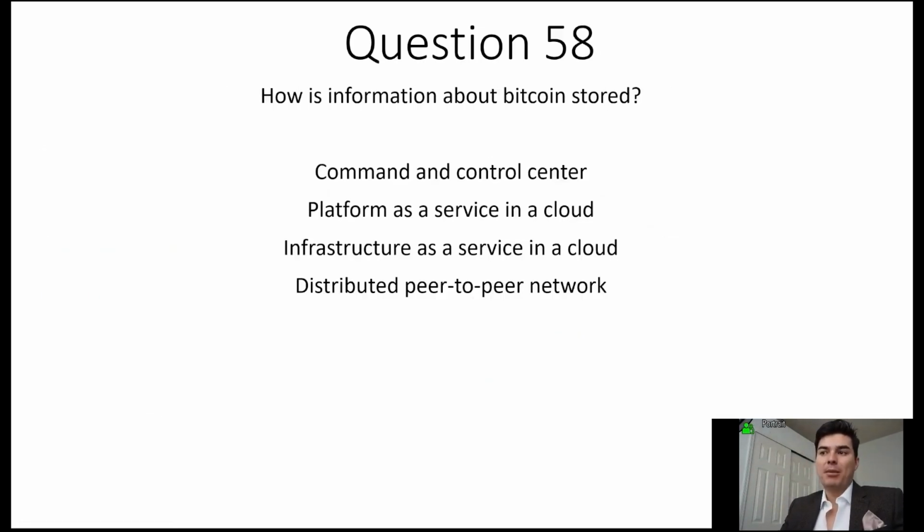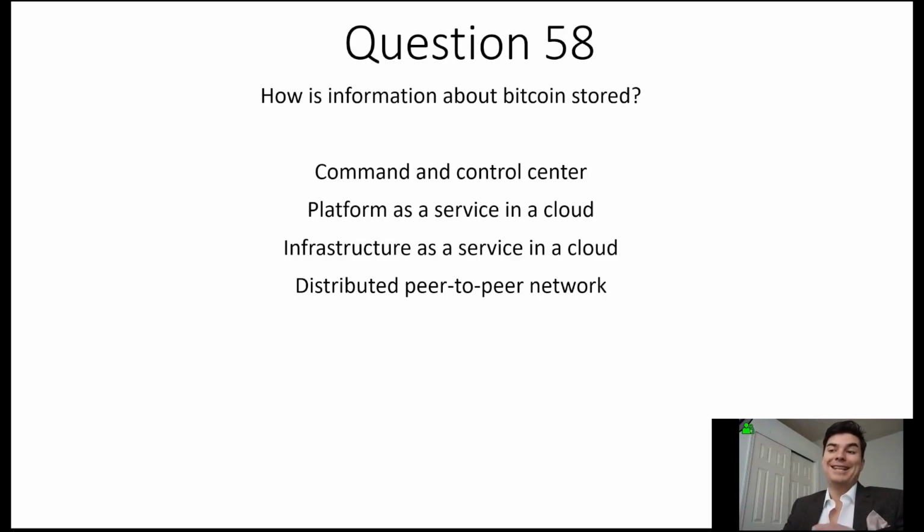Question 58, how is information about Bitcoin stored? First, I want to take a look at all the options on here. A command and control center is a centralized infrastructure or computer system that is controlling all the other devices in a malicious way. So a bad actor has their command and control center where they're controlling all their bots. The platform as a service and infrastructure as a service, those are for the cloud. Infrastructure as a service means you're renting hardware from the cloud service provider, and with platform as a service, you're renting the hardware in addition to all the infrastructure, with the devices interconnected, and you're able to build your application or software directly in their cloud environment.